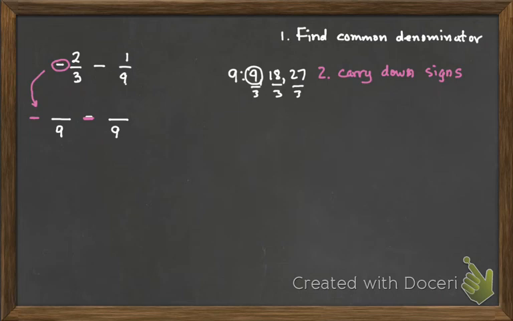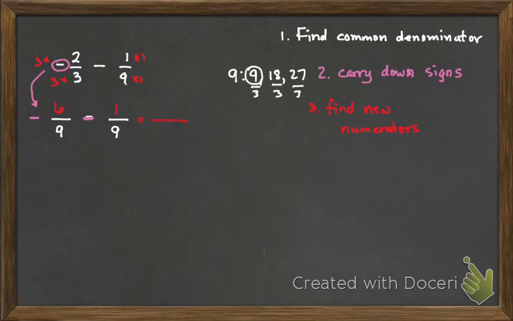So the third thing that I'm going to do is find new numerators. That's the next step, and I'm going to do that right now. In order to get from 3 to 9, I multiply by 3, so I will multiply 2 by 3 to get 6. And remember, my negative is already there. In order to get from 9 to 9, I multiply by 1. So 1 times 1 is 1.